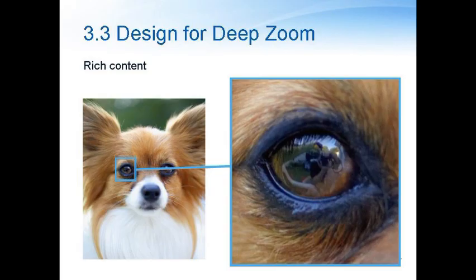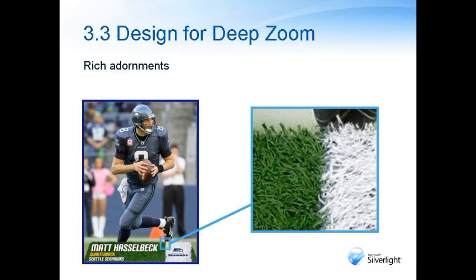But what if you don't have super deep zoom rich imagery? What if you have the 100 by 100 pixels of cars? Well, my design philosophy is: life gives you potatoes, you make potato salad. So you take that low-res image and you create rich adornments. You can still make deep zoom experiences if you don't have deep zoom source imagery.